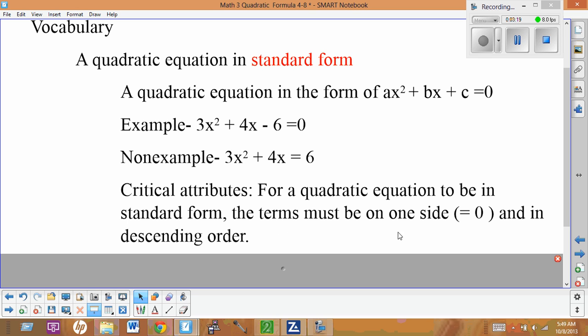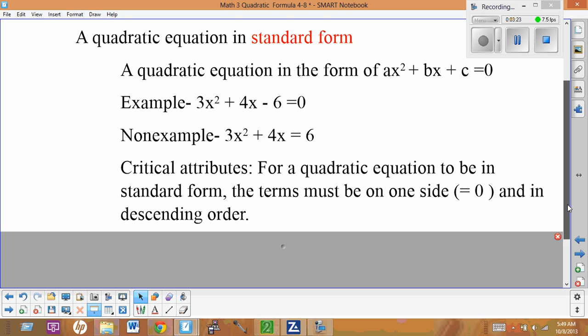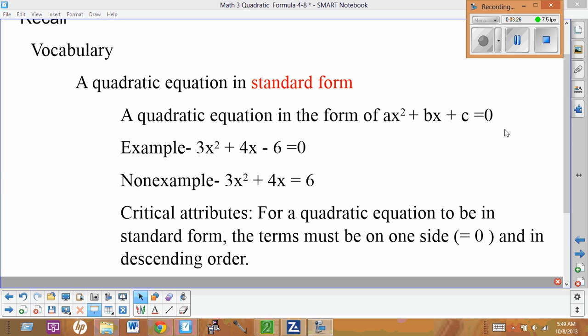Okay, let's move on. That is the only vocab we need for this section. Again, understand what standard form is, understand the critical attributes, what it is and what it isn't. And if you've got that down, the quadratic formula is going to be easy. Hope this helps.